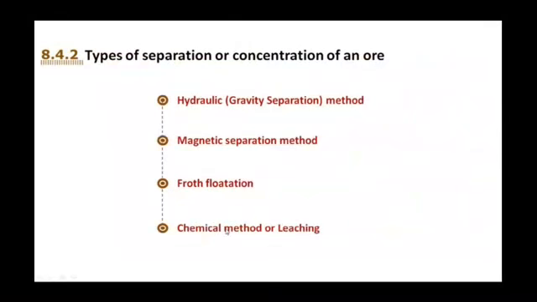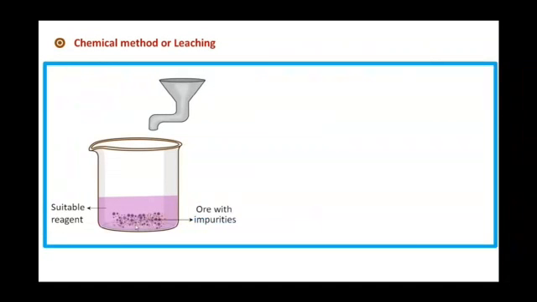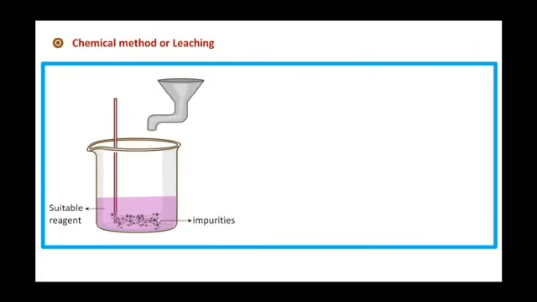The next method of separation is the chemical method or leaching. As the name suggests, in this method, chemical substances are used to separate the impurities from the ore. A suitable reagent is taken and crushed ore with impurities is added to it. On stirring the solution, the ore will get dissolved in the reagent, but the impurities will remain.